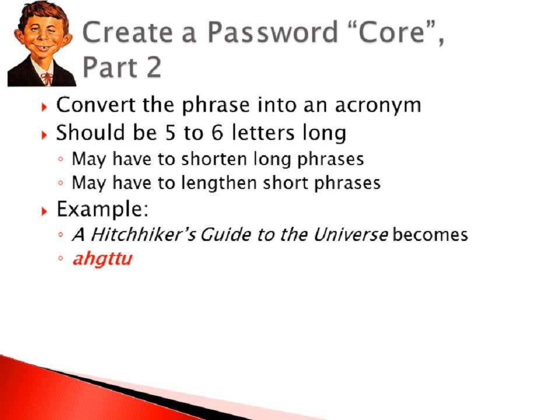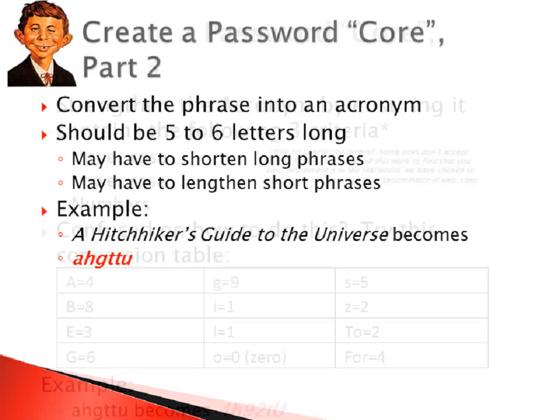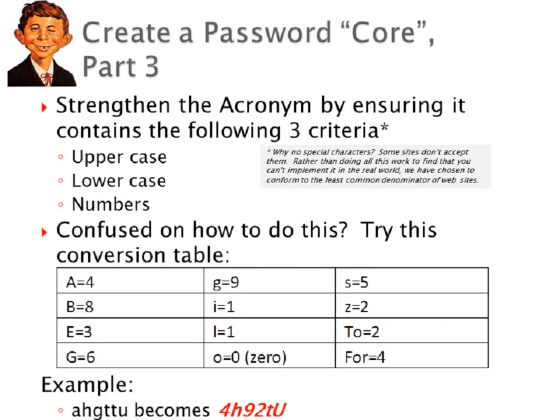Go ahead and write down on the pad of paper your acronym. Pause this presentation if you need time. Now the last thing we want to do with this password core is we want to strengthen the acronym by ensuring it contains the following 3 criteria: an uppercase character, a lowercase character, and a number. Now, those of you who have heard the experts out there are going to say, what about special characters? Sure, a special character would make it stronger, but you're going to run into sites that don't accept special characters, and so the way we're going to thwart having a special character is just by lengthening our password to be more than 8 characters in length.